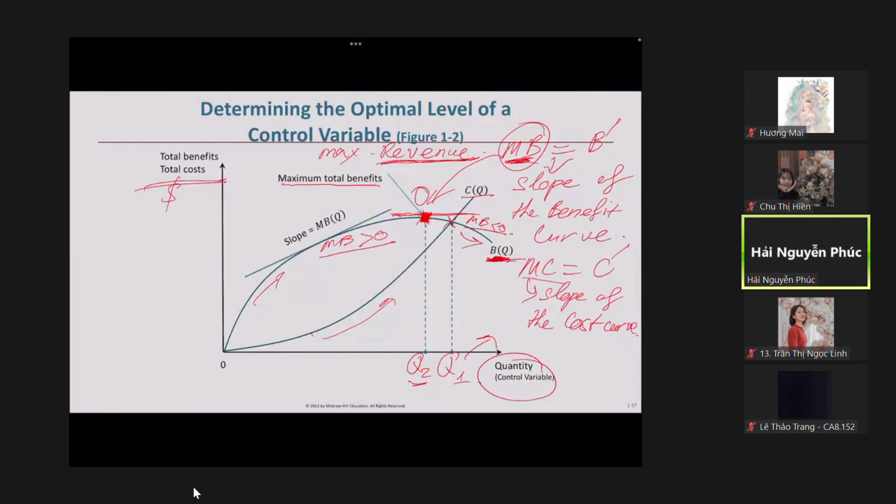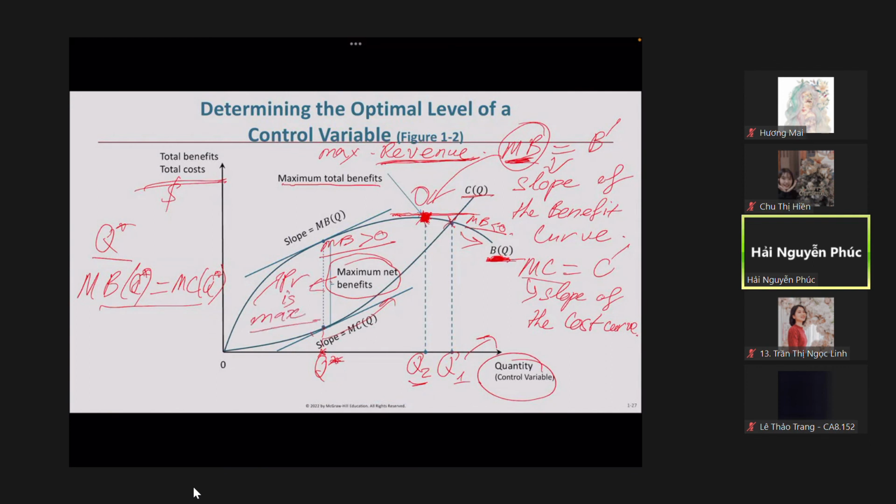All right, let's move on. In order to have the maximum profit, we have to find the quantity, Q star for example, where MB equals the marginal cost at this point. On this graph, it is this point, Q star, right? You can see that the gap between these two curves, the TB and TC curves, is the largest. That's why we say here is the maximum net benefit, and here the profit is maximized. Right? Understand?